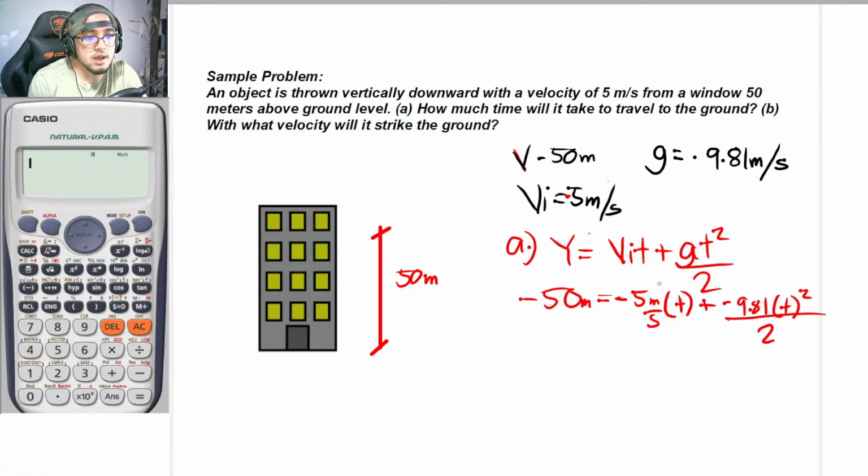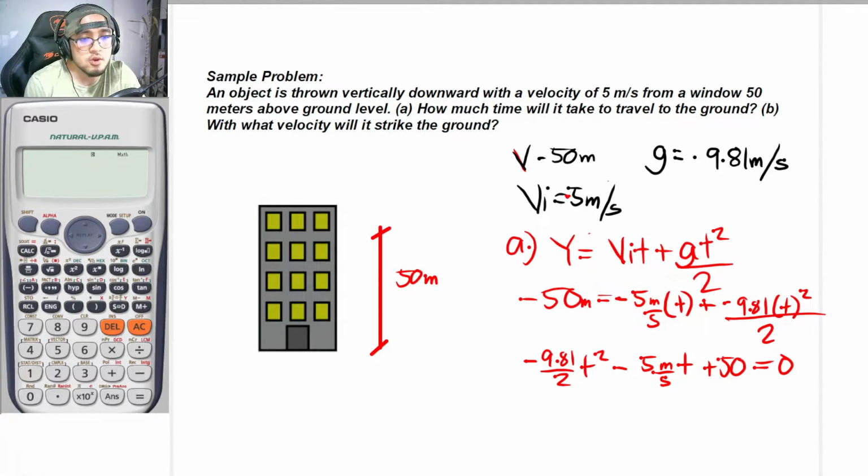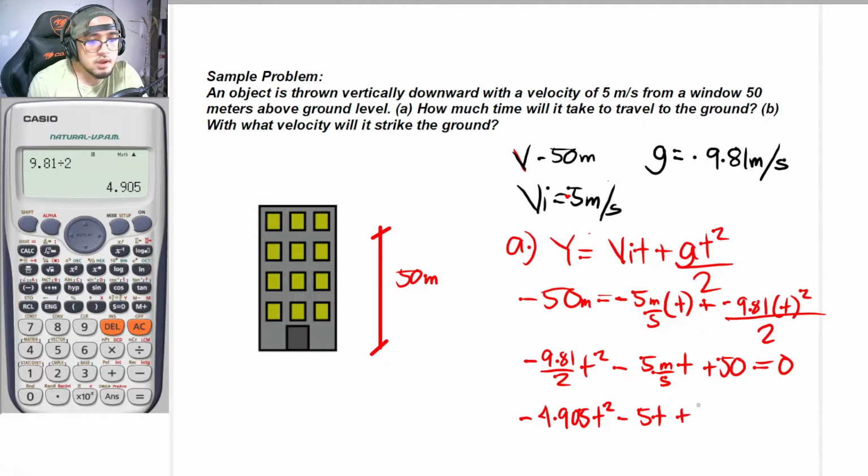Okay, so with this, guys, we would now be simplifying this equation. So that is now equal to negative 9.81 divided by 2 T squared minus 5 meters per second T plus 50. What I did was just transpose this to the other side and reverse the equation, so I put everything together on one side. So I can rewrite this equation, 9.81 divided by 2 is negative 4.905 T squared minus 5T plus 50, and this is equal to 0.